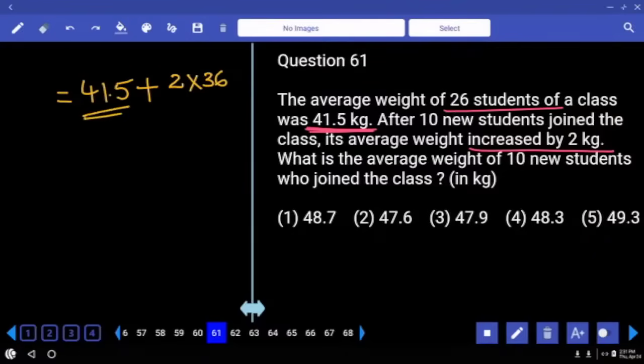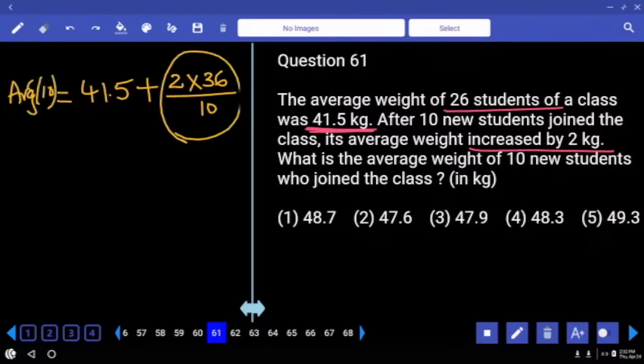This is average, but this is not average, that is a sum. So now you should convert this to average. For how many people? 10 people, because you are trying to calculate average for how many people? 10 people. So the number should be converted to average by 10. Okay, now 2 times 36, 72 by 10, 7.2. Add 7.2 to 41.5, 48.7.